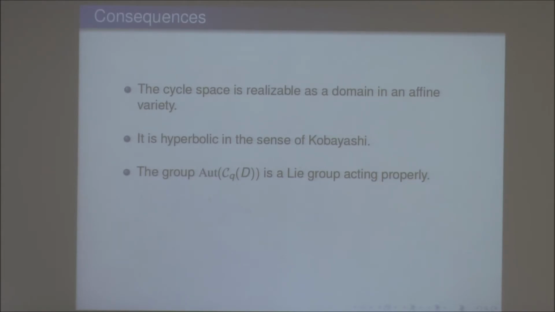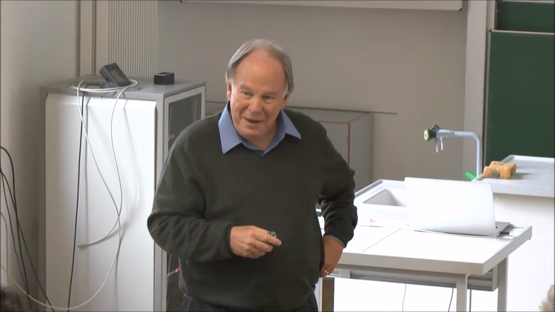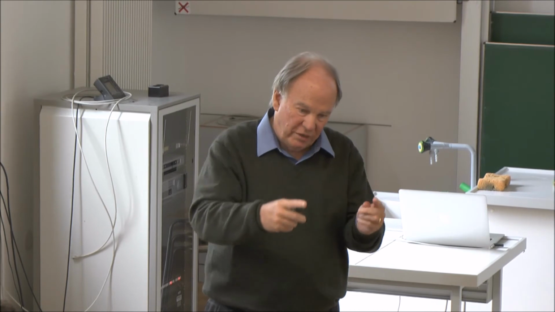The group is a Lie group acting properly. Okay, so the group of holomorphic automorphisms is a Lie group acting properly. Now, let me comment on that. I will not bother with bad didactics, but think back to my example of K3 surfaces. We parameterize marked K3 surfaces by a flag domain in a quadric.